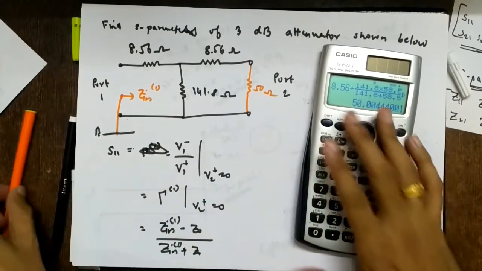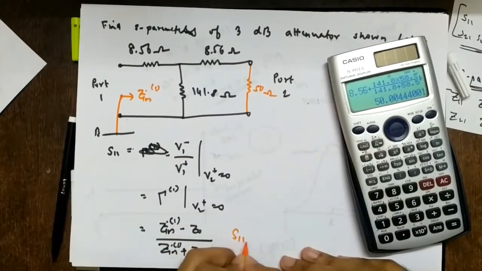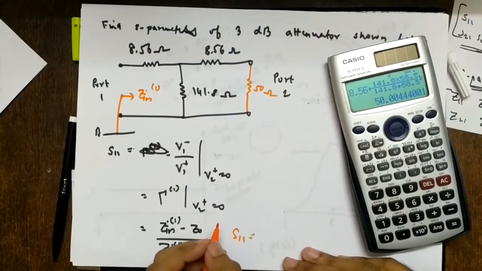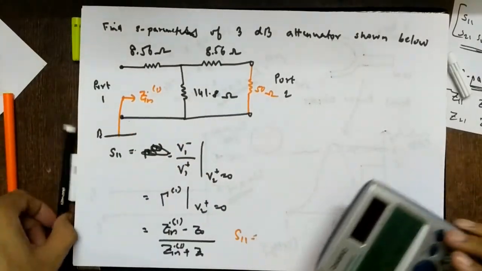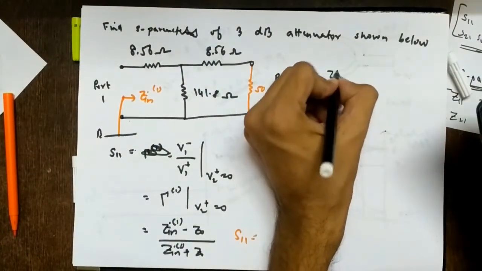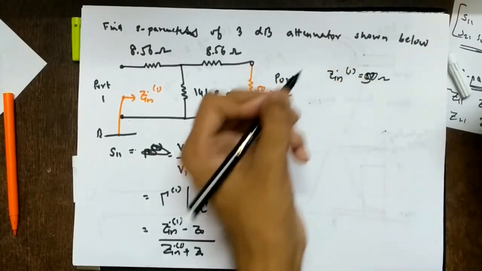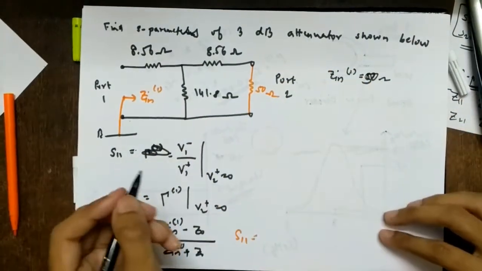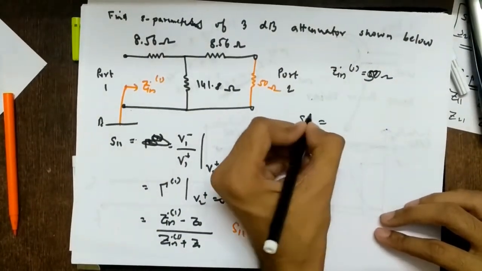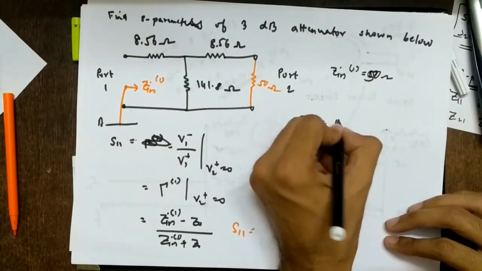So how much is it? It is nothing but 50 ohms only. So what I got is Zin. So Zin at port 1 is 50 ohms. I have not written the equation, so you directly write it. Right? So what will be S11? S11 is 0.